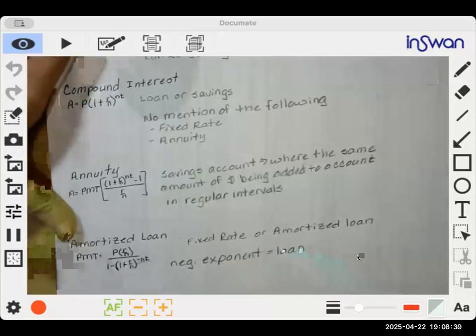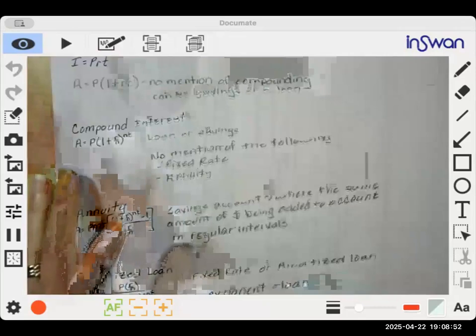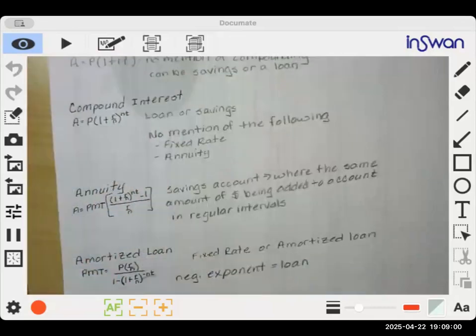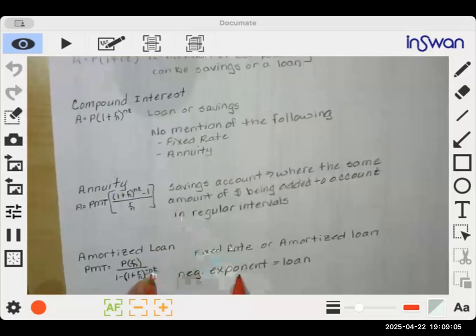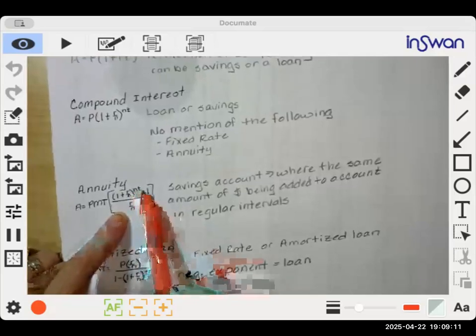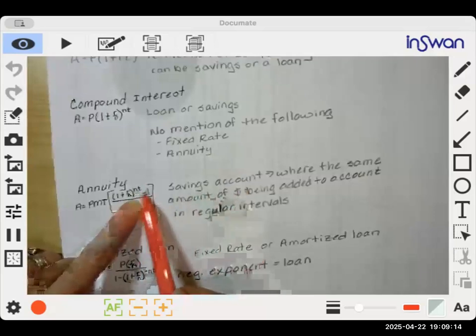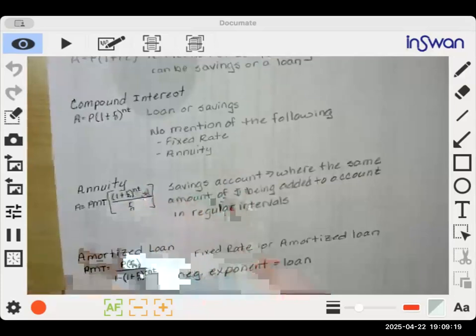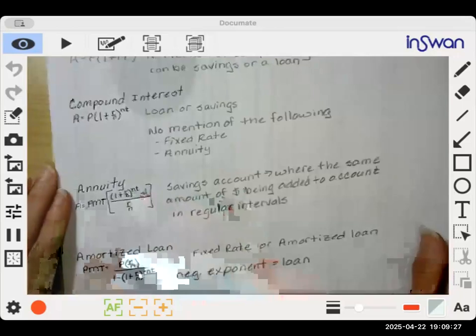Okay. Any questions on any of this? Professor, could you say that again about annuity? So you mentioned amortized loan, it's negative exponent because we owe money for that one. And then annuity is you're saving money. Is that what you said? Yeah, it's a savings account and it's positive exponents, no negative exponents. Okay. Anything else about this?